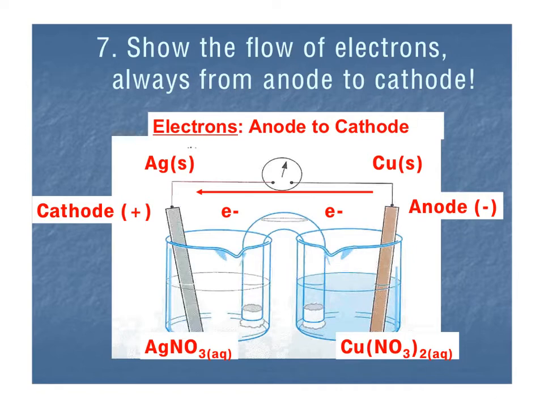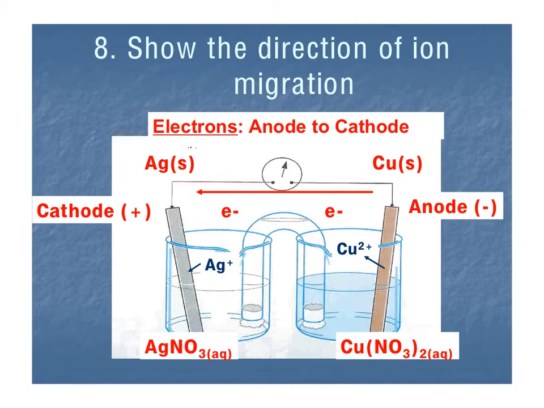Next, we identify the flow of the electron. Remember, electrons are always going from the anode to the cathode, the site of oxidation to the site of reduction. So in this case, it's flowing from the copper, which is on the right, towards the silver, which is on the left. Next, we show the direction of the ion migration. In this case, our inert ions are sodium nitrate. The sodium cations will migrate towards the cathode, towards the right, whereas the nitrate anions will migrate towards the anode, which in this case is on the left.